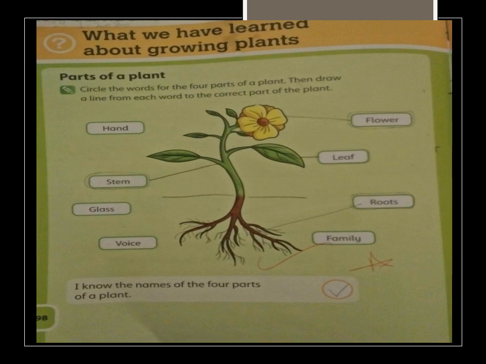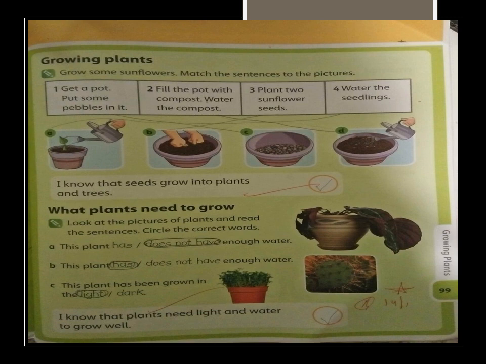This page is done. Now you have to move towards the next page, which is page 99. Okay class, now write date and day on page number 99 of your science textbook. Classwork Wednesday 13th January 2021 on this page. So what we are going to discuss on this page, growing plants.